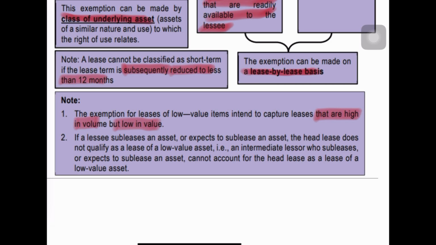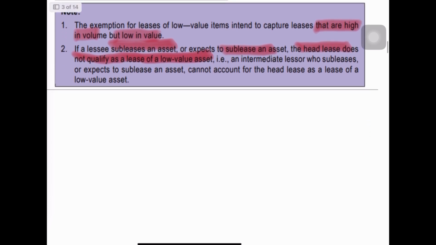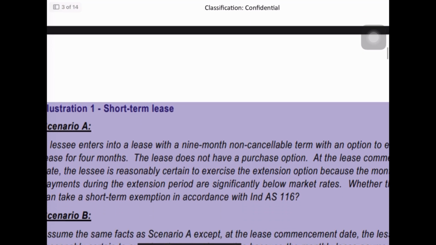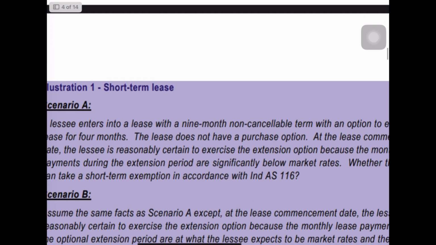And second is, if a lessee subleases an asset or expects to sublease an asset, the head lease does not qualify as a lease of a low value asset. So the head lease, of course, will be a high value, and the head lease cannot be qualified as low value and cannot be exempted in case of sublease situations. Okay. So we'll go through a few examples.